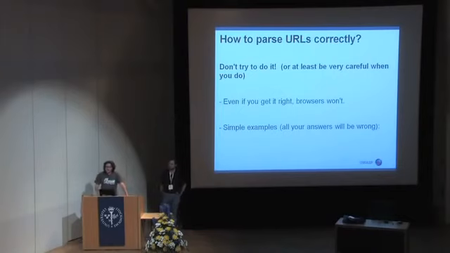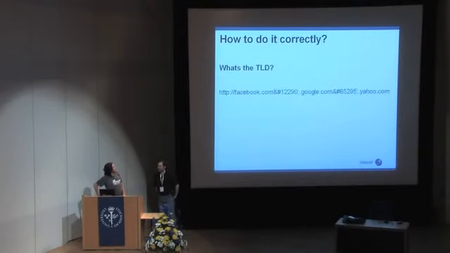How to parse URLs correctly? Now, it's very difficult because browsers don't do it correctly in general at all. And I'm going to present some examples about why it's very difficult to do it correctly. So you have to guess which one is the top level domain. So it can be facebook.com or google.com or yahoo.com. The correct answer is it depends on which browser you're using and which version of which browser you're using.